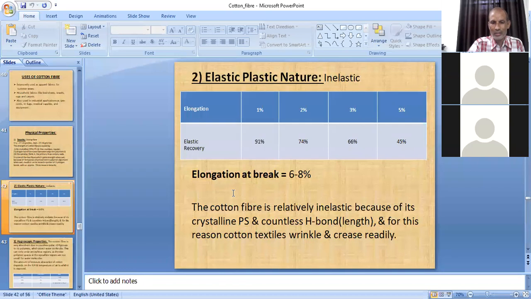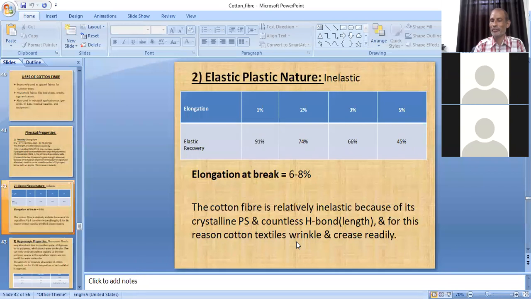Elongation at break is 6 to 8%. Means at this much percentage of elongation, the fiber will break. So that is elongation at break, 6 to 8%. The cotton fiber is relatively inelastic because क्यों inelastic है? Because of its crystalline polymer system and countless hydrogen bonds. And for this reason, cotton textile materials wrinkle and crease readily.